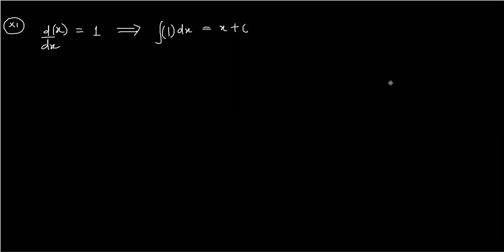So now let's go ahead here. Then after this I write 12th: d by dx of root of x.